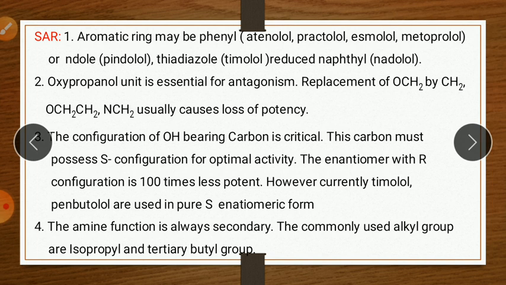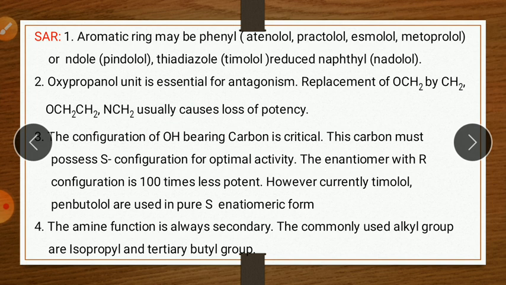Replacement of this OCH2 group by CH2, OCH2CH2, or NH usually causes loss of potency. So as we saw in development of beta blocker, we inserted the OCH2 group. If we replace this OCH2 group with another group, activity decreases. Third point, the configuration of the hydroxyl bearing carbon is critical. This carbon must possess S configuration for optimum activity. The enantiomer with R configuration is 100 times less potent.